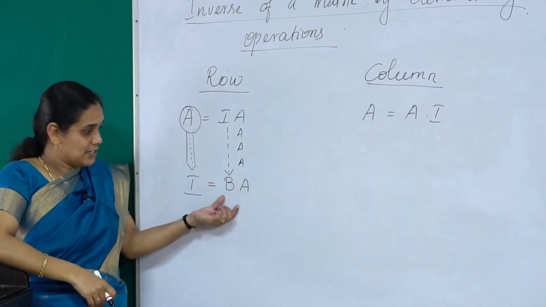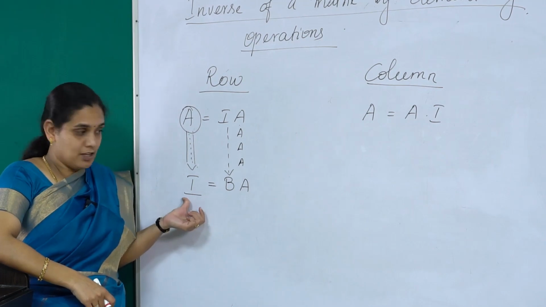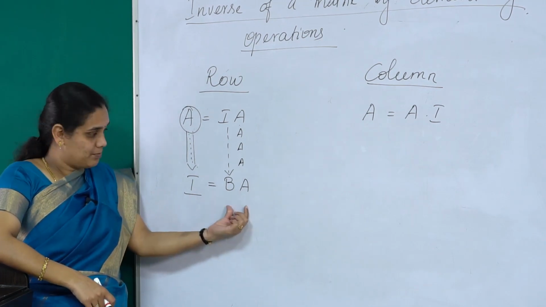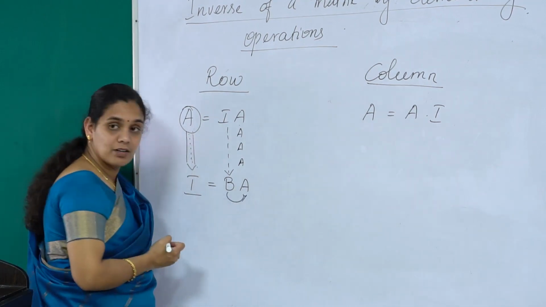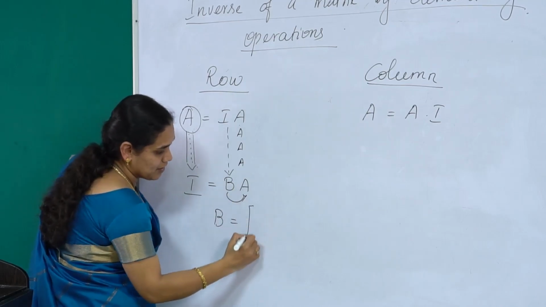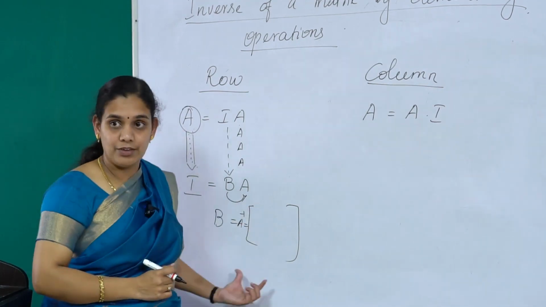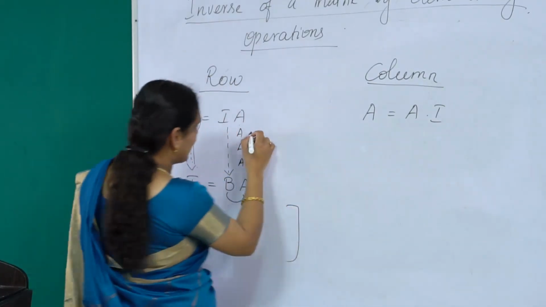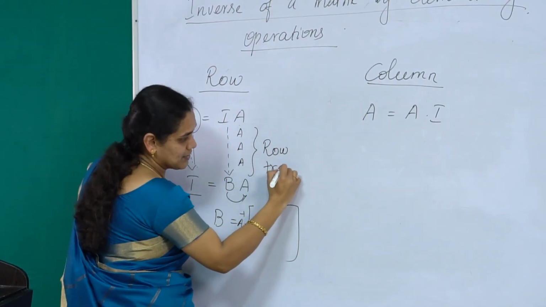So what does this give us? It gives us BA equal to I. So that means, by the definition of inverse, B is the inverse of A. So we get the answer from here. B is the inverse of A. This is how we find the inverse of A. And here we apply all the row transformations, not the column transformations. That is important.